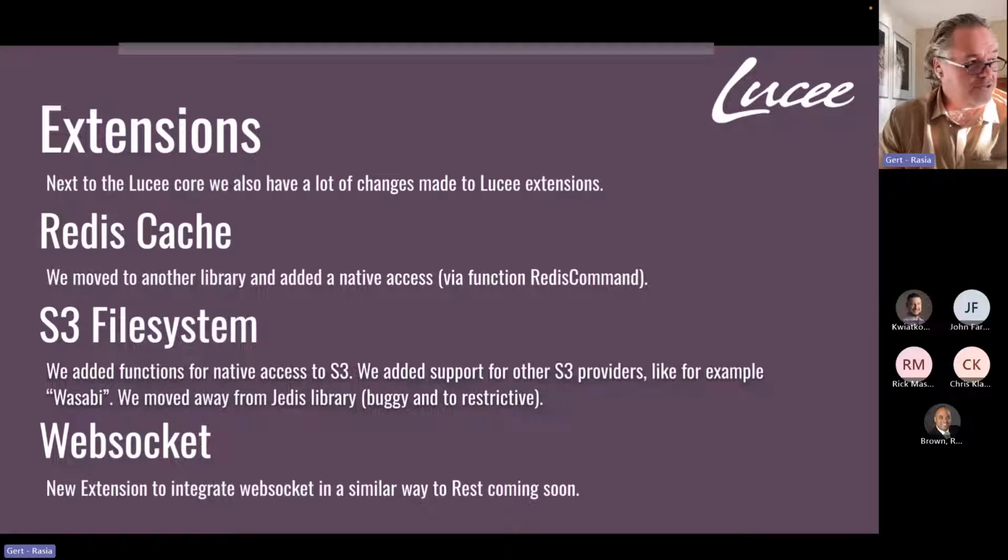We're heavy users of Redis cache. Redis cache is our favorite cache currently, our cache of choice. And we now allow native Redis commands in the extension that we have there. And also with the S3 file system, we're now using native AWS libraries that we implemented and introduced. So no need for the Jedis library that we used before, which as written is buggy and restrictive. The core libraries give us way better performance. And we allow different providers as well.